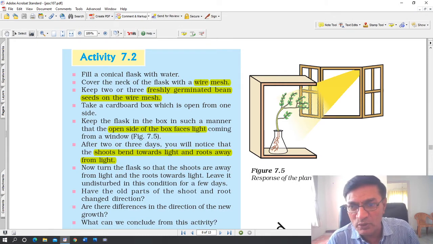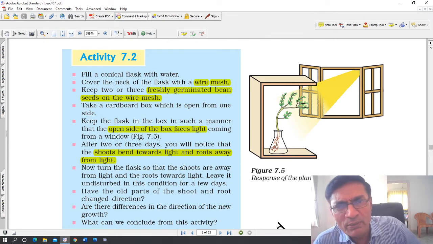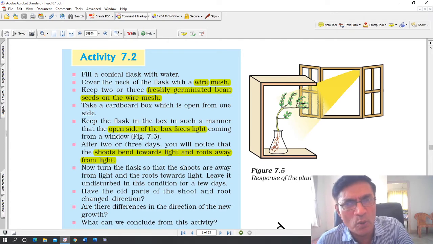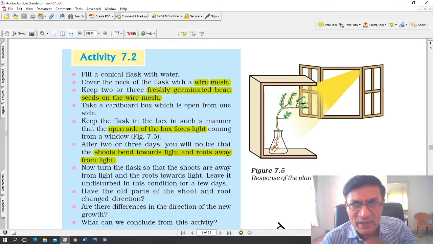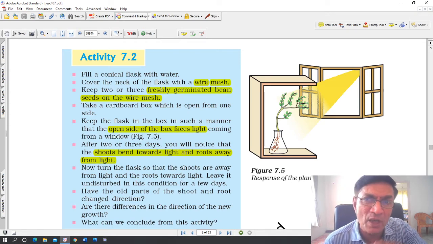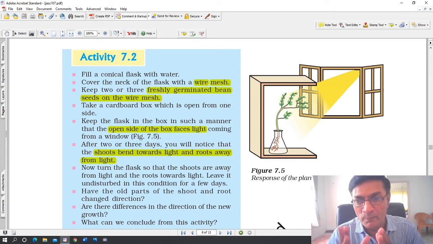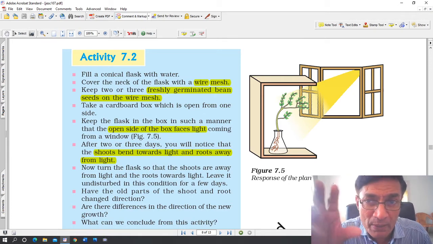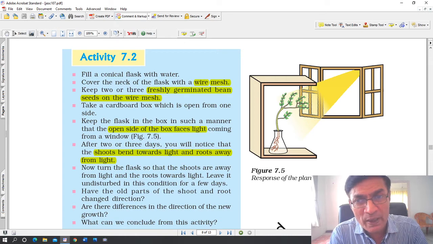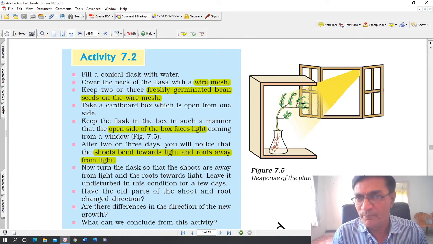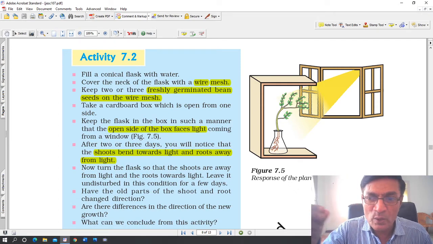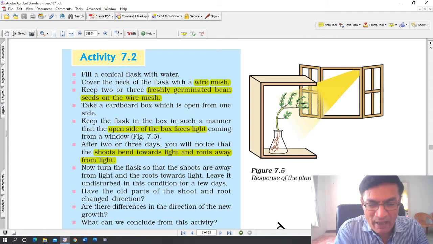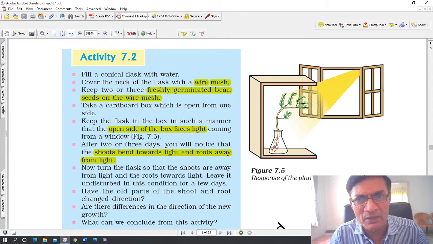Alright, now look at the diagram of that. See, there is a cardboard box, or even a wooden support will do. You don't have to have a cardboard box which is cut from one side. But the idea of the cardboard box is to protect it from the other directions of light. Okay, the potted plant, in this case a conical flask, is there. You can even take a potted plant also. But in a potted plant you will not be able to see the roots. So a transparent conical flask filled with water. Water is the most important nutrient. Okay, so it is filled with water and you take a wire mesh on top. It is a wire netting, nothing but a thin wire netting.